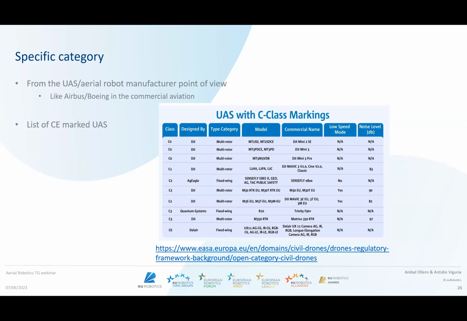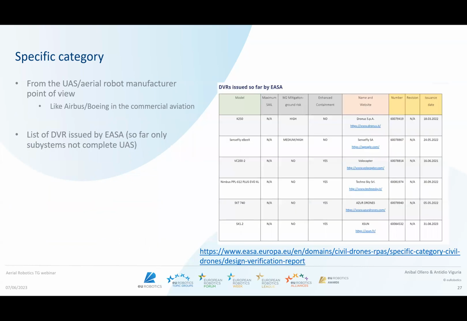Here is the link in the PowerPoint, and here is the list of DVRs, Design Verification Reports, issued by EASA for SAIL 4. The declaration I told you about for SAIL 1, 2, and 3 is very new, and there is no list. So far, only a system has passed this process, not complete UAVs. This is a complex thing.